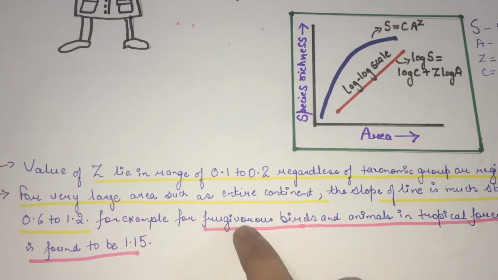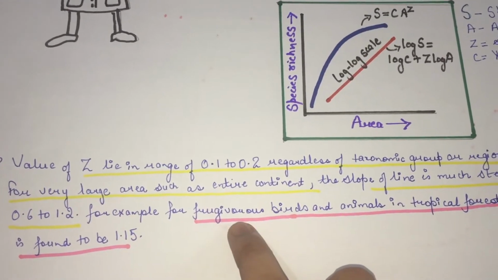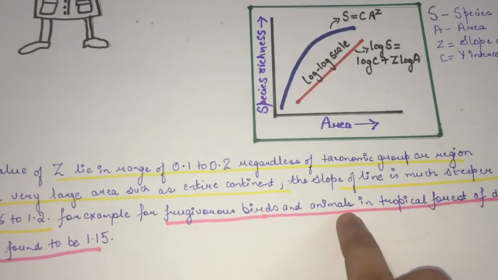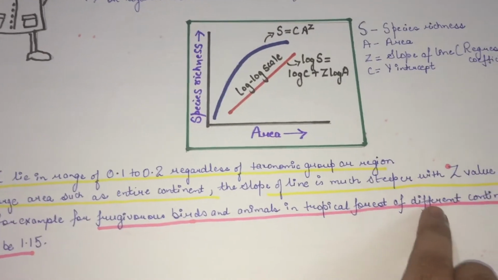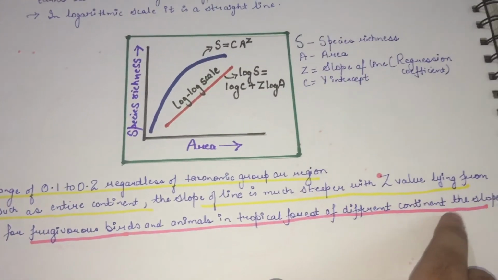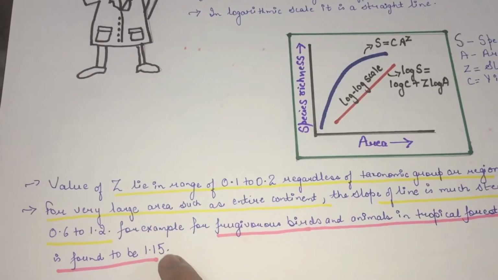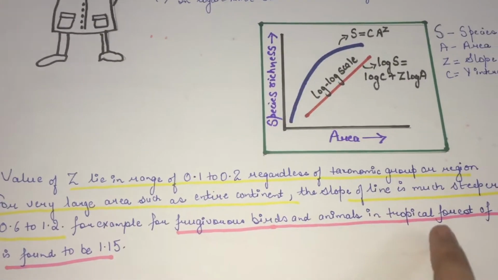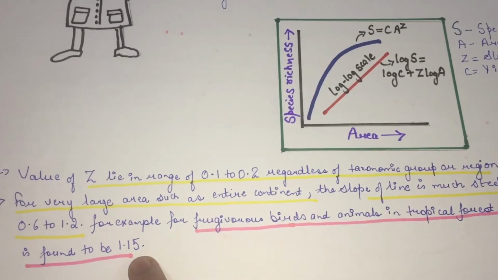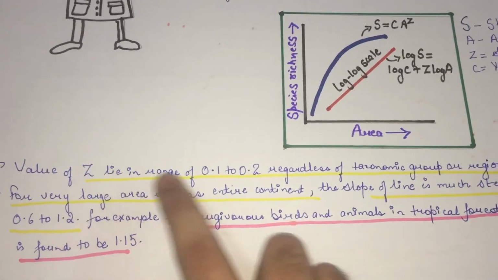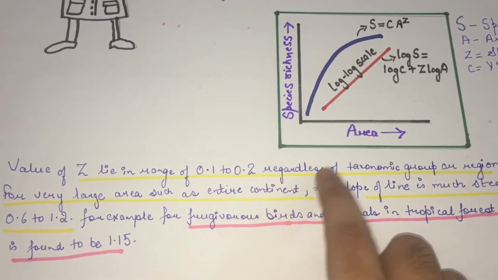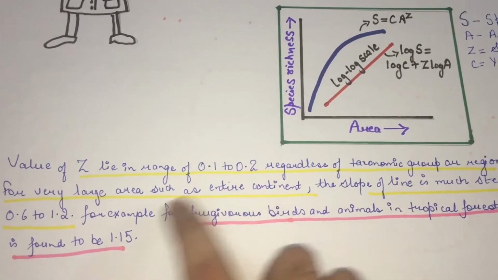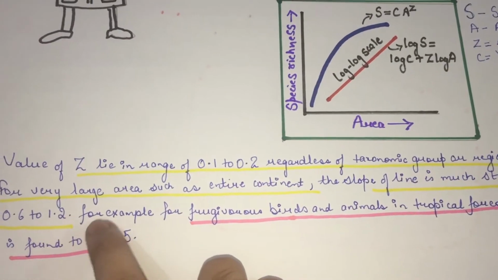For example, frugivorous birds. Frugivorous means fruit-eating birds and animals in tropical forests of different continents. The slope is found to be 1.15 because it is a large area, whole tropical forest, so it would be 1.15. Or Z value, it would be 0.1 to 0.2 regardless of taxonomic group, but for large area the value would be 0.6 to 1.2.